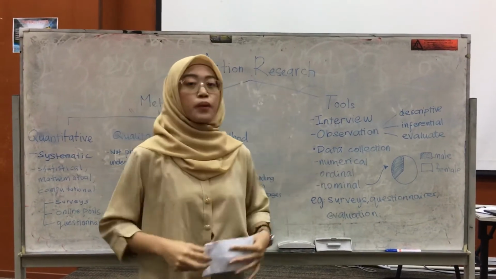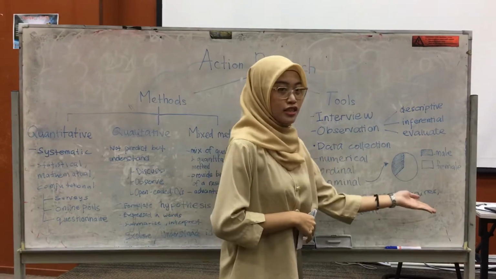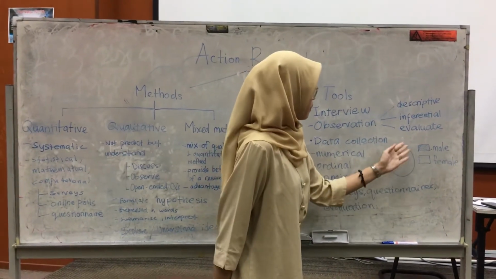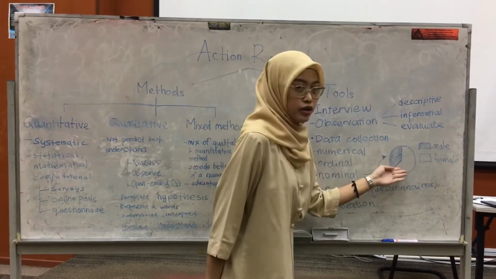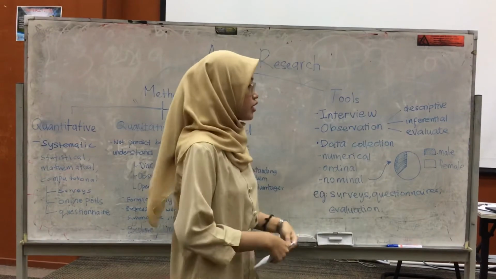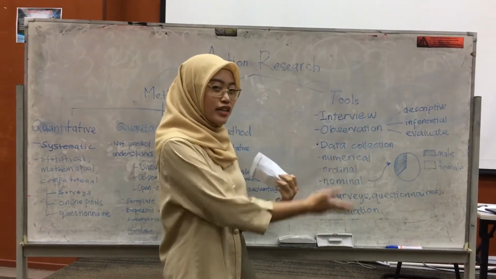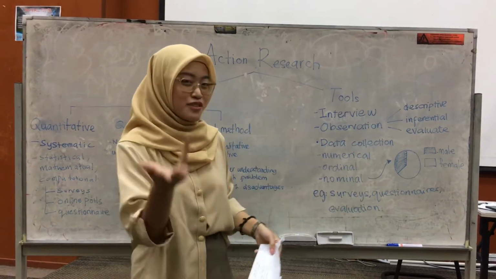Nominal cannot be measured, but the data is still collected. So for example, as you can see here in the pie chart, there's male and female. So the female is the blank one, and the male is the colored one. So you can see what I did there, right? Cannot be measured, but still can be measured, if you can understand.